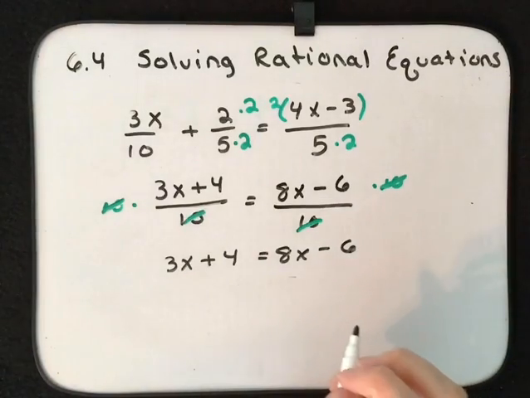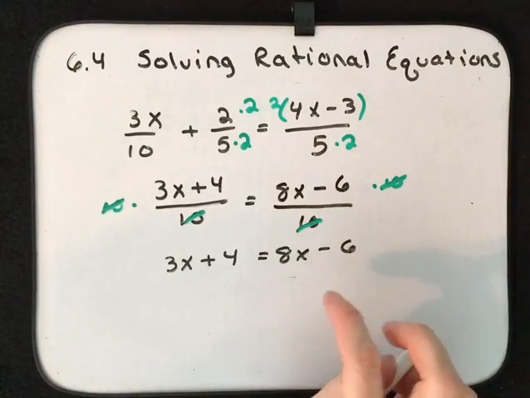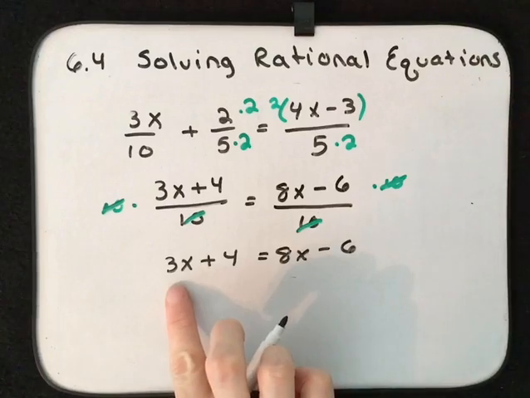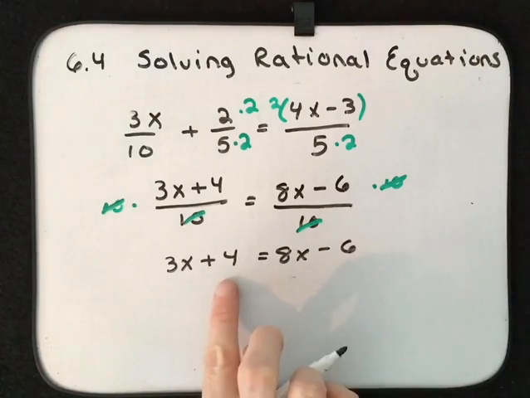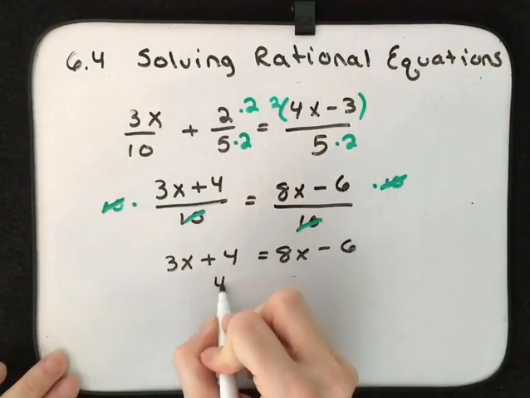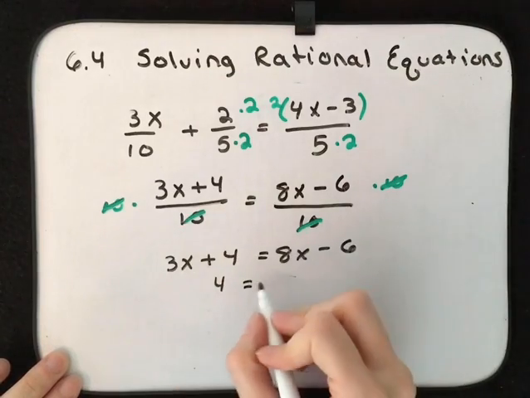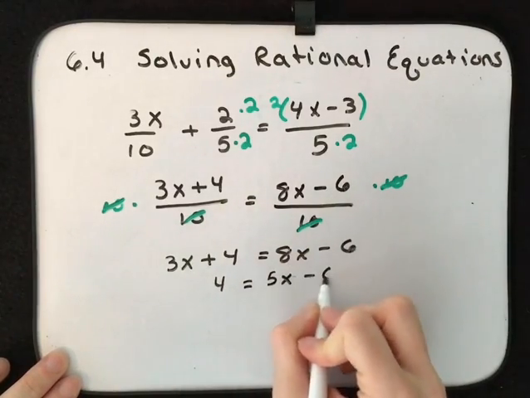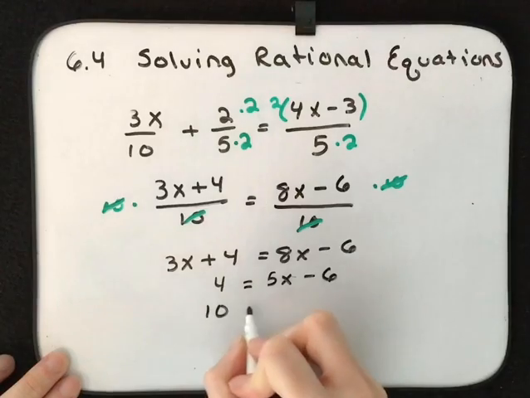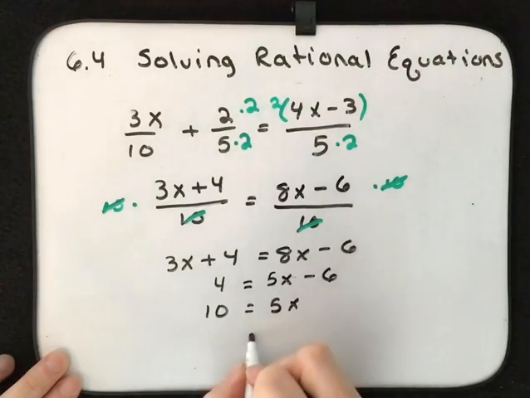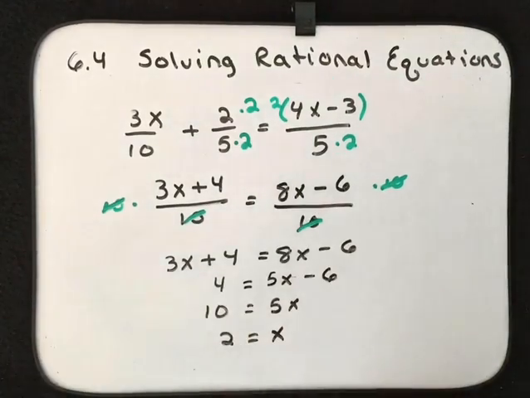Now we need to move all of our x terms to one side and all the numbers to the other. Let's move the 3x over here and the 6 over there. That will give us 4 equals 8x minus 3x, which is 5x. Add the 6 to both sides. So we get x equaling 2.